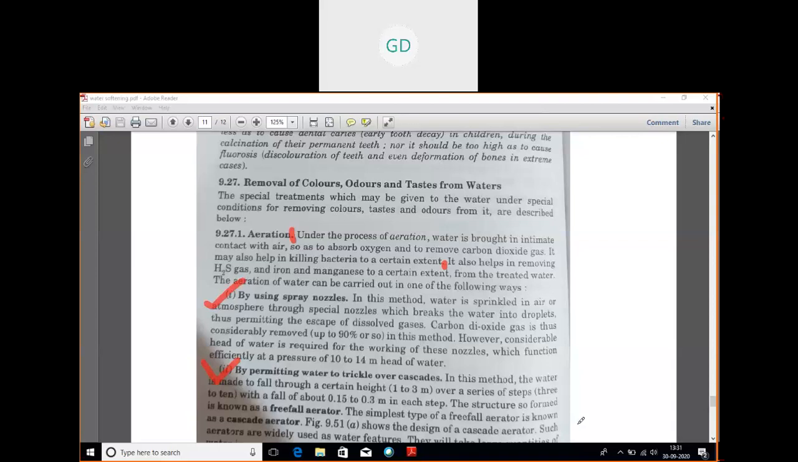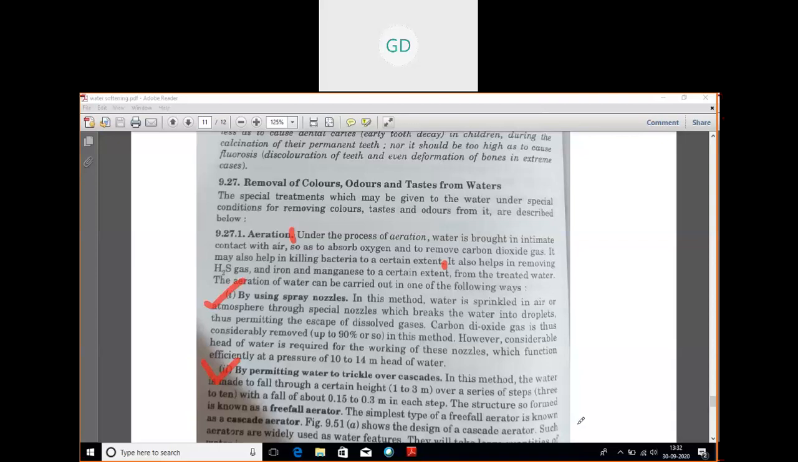After the water is converted to droplets, the dissolved gases like carbon dioxide are removed from the water. Also, in this process a certain head of water should be maintained, and the head is 10 to 14 meters of water. And how much carbon dioxide gas is removed? You can say up to 90% of carbon dioxide gas is removed by using this spray nozzle process.